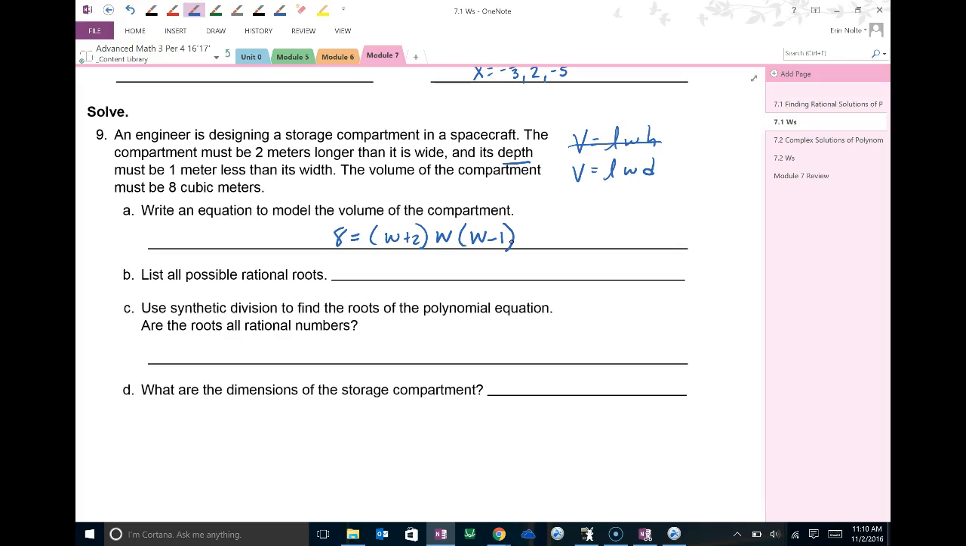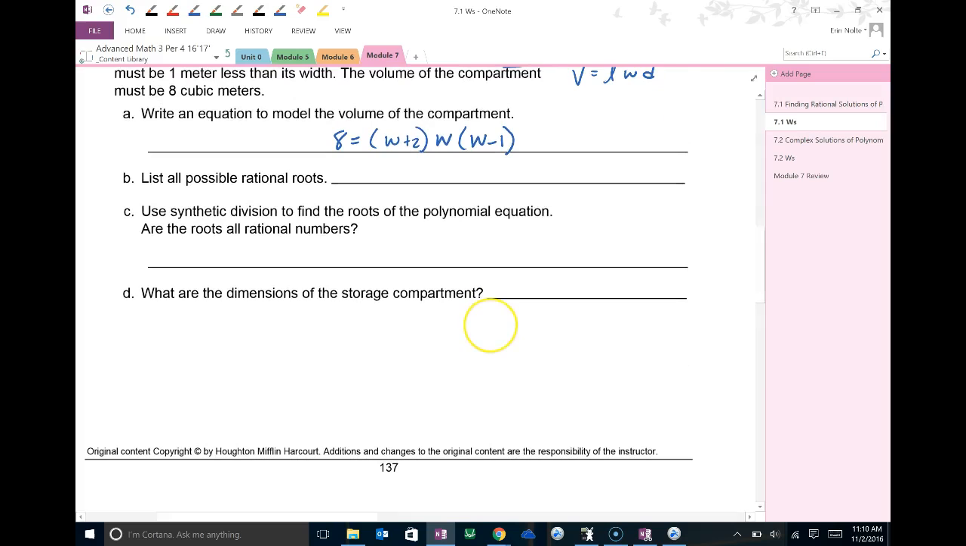So the first thing that I notice is this is not even written in any form, because it's not set equal to 0, and it's kind of partially factored, but not correctly. So what we need to do is start by writing this in standard form. So how would I put this into standard form? Multiply it all out, okay?